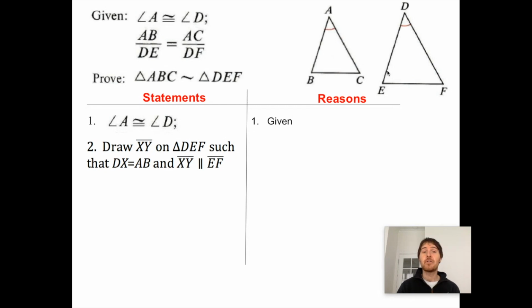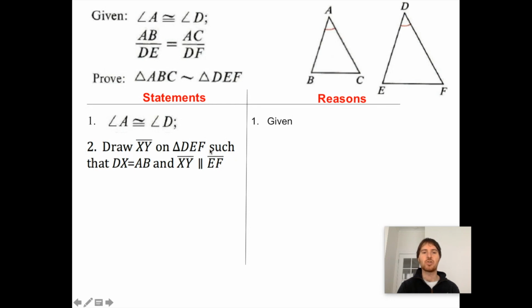So here's the auxiliary set you would introduce. Draw XY on triangle DEF such that DX equals AB and segment XY is parallel to EF. Whoa, that's a lot going on right here, okay? So maybe we should show it. Maybe we should think about this. Let's do this here.